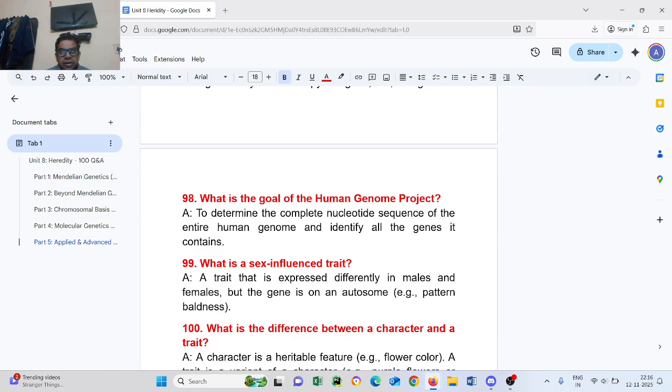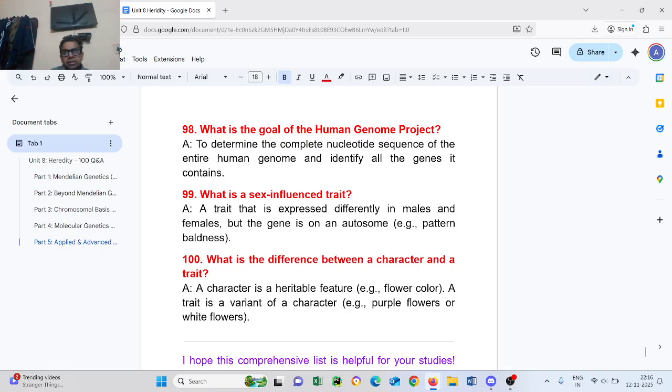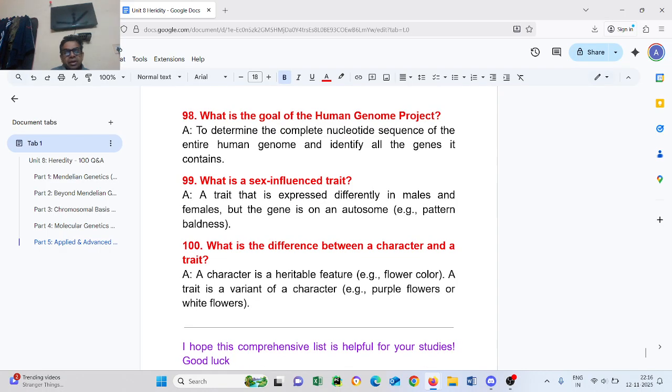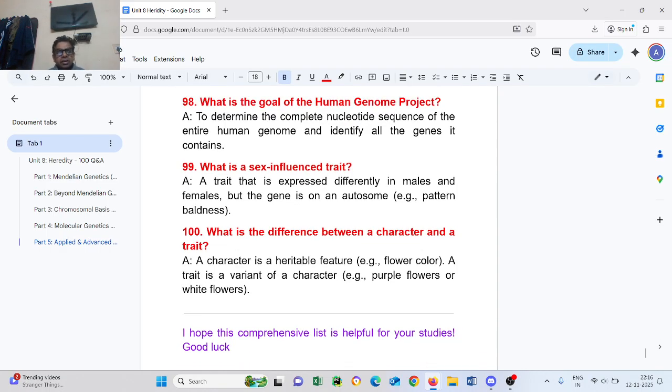Question number 100. What is the difference between a character and a trait? A character is a heritable feature, for example flower color. A trait is the variant of a character, for example purple flower or white flower.